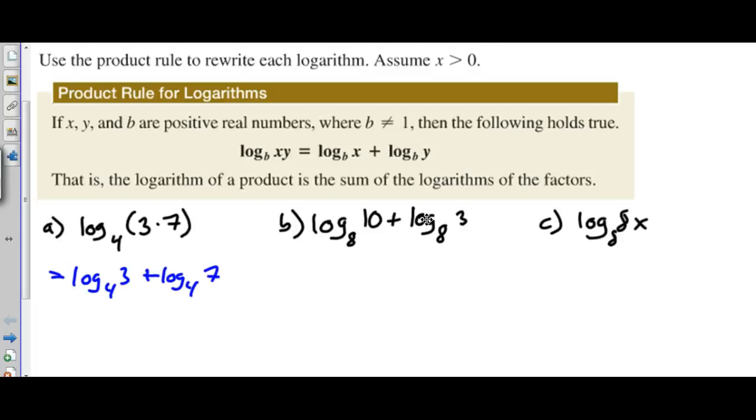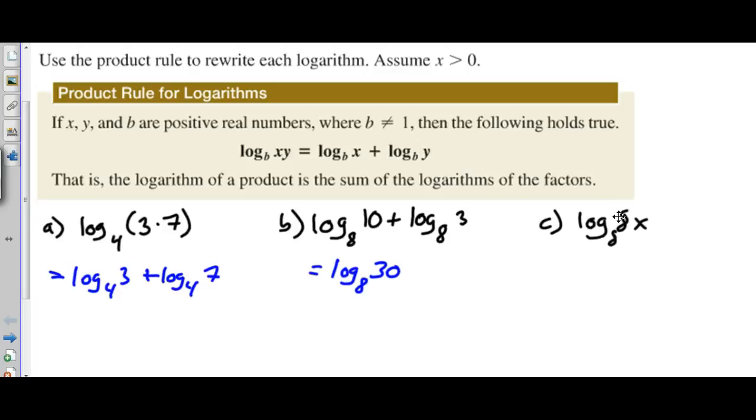Same thing right here, we can work backwards. If you have the log of the exact same base, and they're already being added, then you can write that as one logarithm. So log base 8 of 30, or 10 times 3, but normally you can just go and multiply it, and then that means of 30.